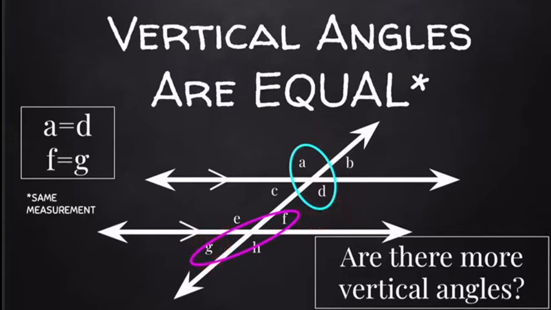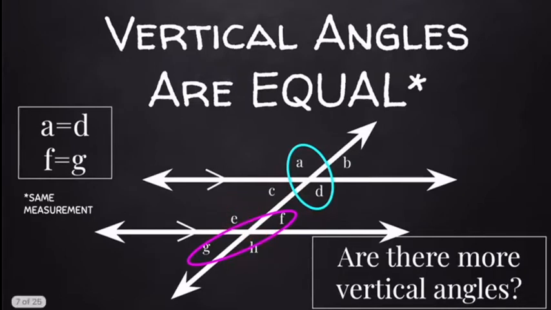this picture? Yes. For example, C and B are also vertical angles, because they are diagonally opposite. If C is 100 degrees, B will also be 100 degrees. Are there any more vertical angles? E and H are also vertical angles. For example, if E is 100 degrees, H will also be 100 degrees, because they are equal vertical angles.